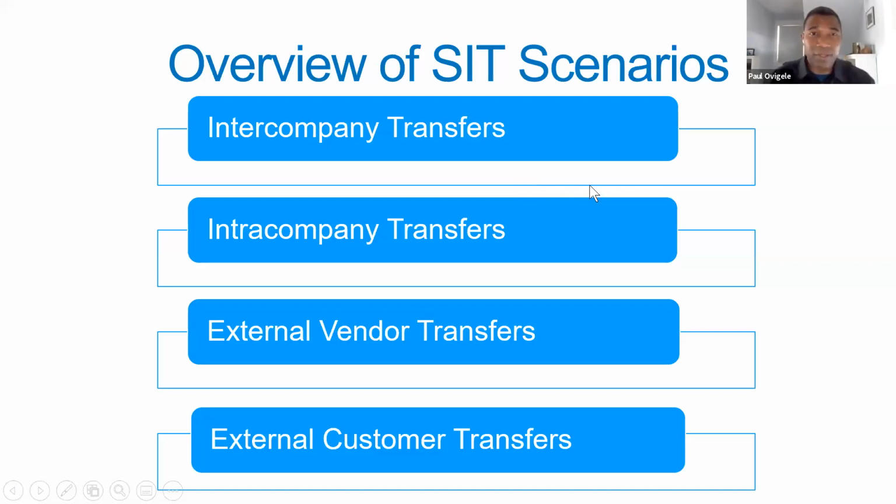So let's talk about some of the scenarios. I mentioned some of them, and I think these are the main ones. There's some others, but the main ones for stock in transit is intercompany. So your inventory passes from a plant in one company to a plant in a different company within the same overall group. Secondly is intracompany, so one plant to another plant within the same company. Third is external vendor transfers, so you buy from a vendor, basically. And then the fourth is external customer transfers, where you sell to a customer.